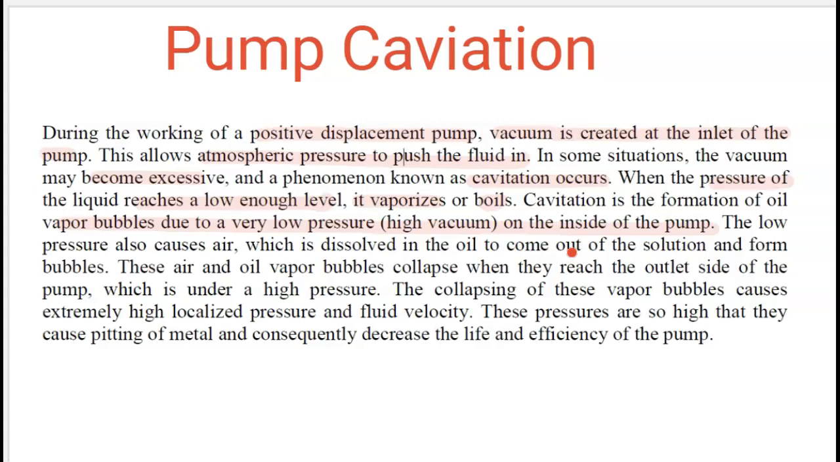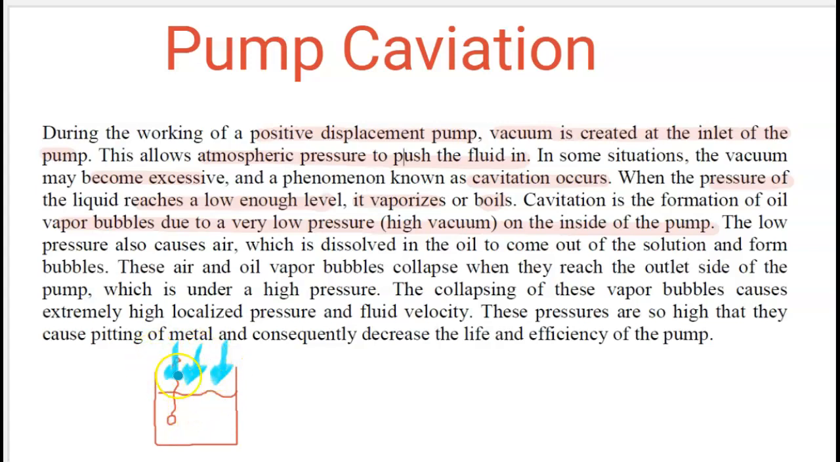At high pressure, the boiling point of the water increases. The reason is, imagine this: there is water here and you are heating the water. The water bubbles try to escape, but because on the top there is a very high pressure, atmospheric pressure, or maybe you're applying pressure, the boiling point increases.